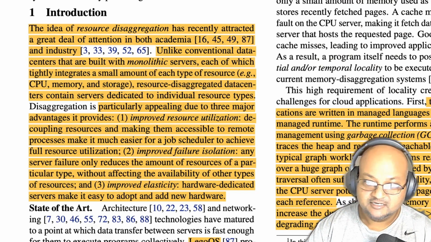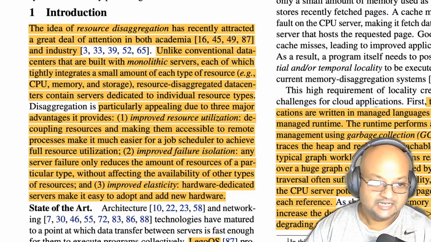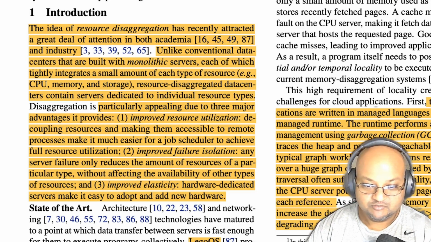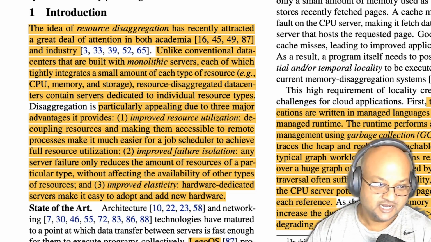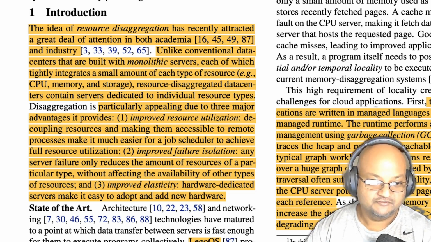And finally, it gives you much more elasticity when designing your data center. If you decide you need more RAM, you just add more of your memory servers. If you decide you need more CPU, you just add more servers with powerful CPUs, as opposed to adding traditional machines which have a lot of everything.